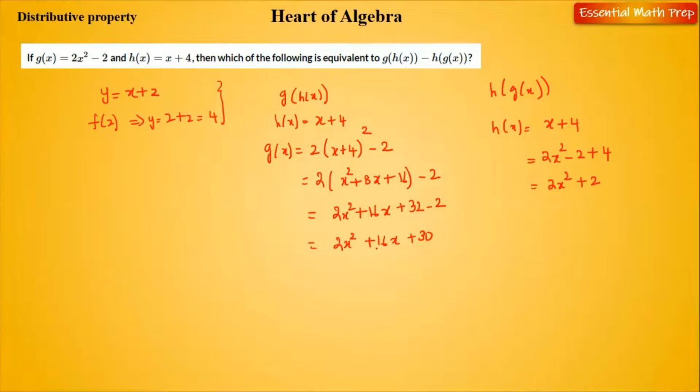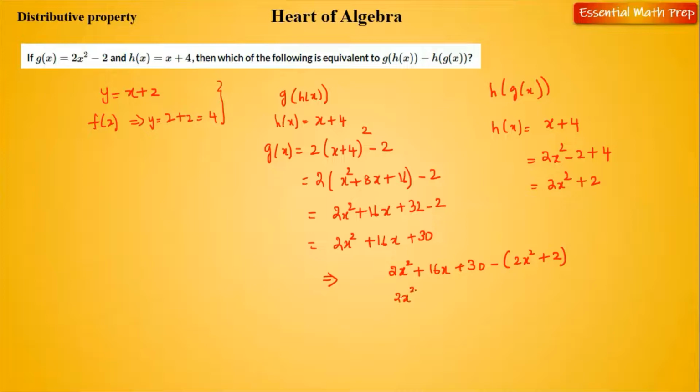Now we know g of h of x and h of g of x. Let's subtract the two of them. The g of h of x term comes first. So it's 2x squared plus 16x plus 30 minus (2x squared plus 2). You see, I'm using the bracket because we're not just subtracting one term, we're subtracting two. Normally when you have a negative, and especially if there's a negative within this term, then it's better you use brackets. Even if it doesn't, it's always a good practice to use brackets.